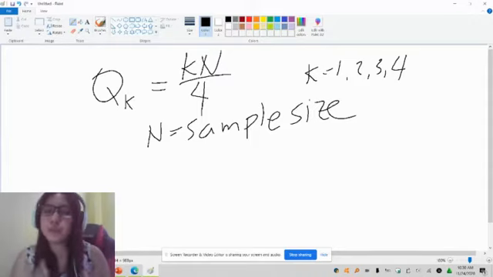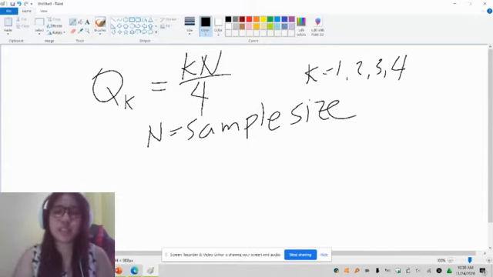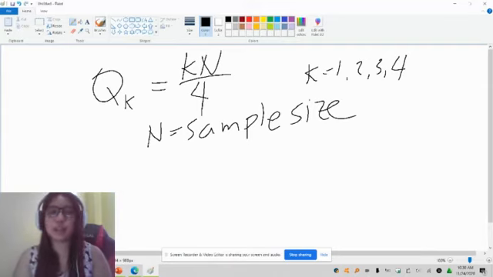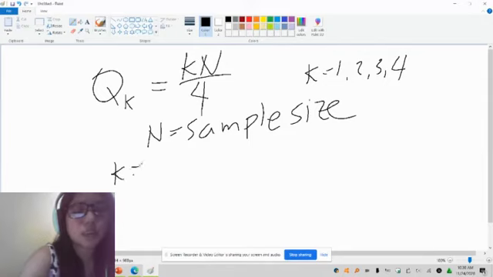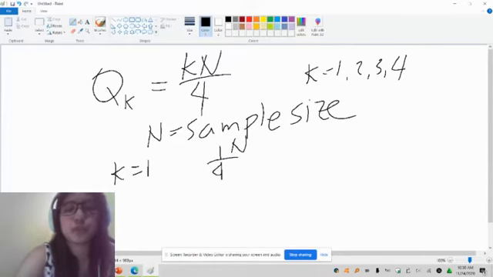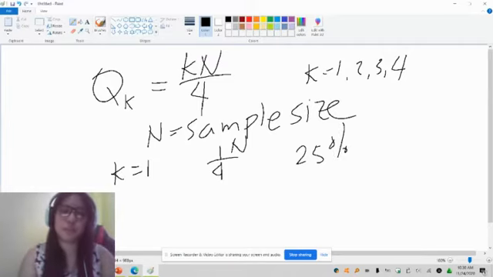This is the formula we use to determine the location. If K is 1, that is the first quartile. If K is 2, it is the second quartile. If K is 3, that is the third quartile. And if K is equal to 4, that is the fourth quartile. Or, if K is equal to 1, Kn over 4 is 1/4 of n, which means we are talking about the 25% of the distribution.